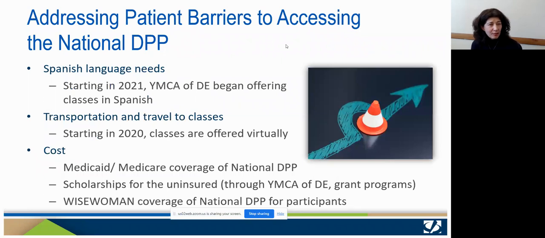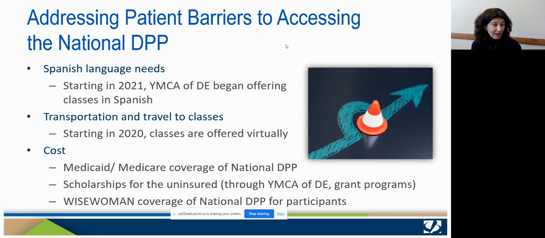In addition to those systemic barriers, we want to work with patients to address the specific patient barriers that they come across. So things like language. As I mentioned, many of our patients prefer to receive their healthcare in a language other than English, and the majority of those patients prefer to receive their healthcare in Spanish. If we had patients who spoke Spanish who were interested in the national DPP, it was just hard to get them access to the program because the classes were taught all in English.